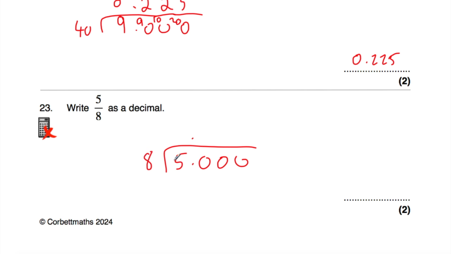How many 8s go into 5? 0, remainder 5. How many 8s go into 50? Well, that's going to be 6. 6 8s is 48, so 6, remainder 2. How many 8s go into 20? 2, remainder 4. And how many 8s go into 40? That's going to be 5. So the answer will be 0.625. So what's 5/8 as a decimal? 0.625. And that's it. Okay, let's look at our next question, question number 24.